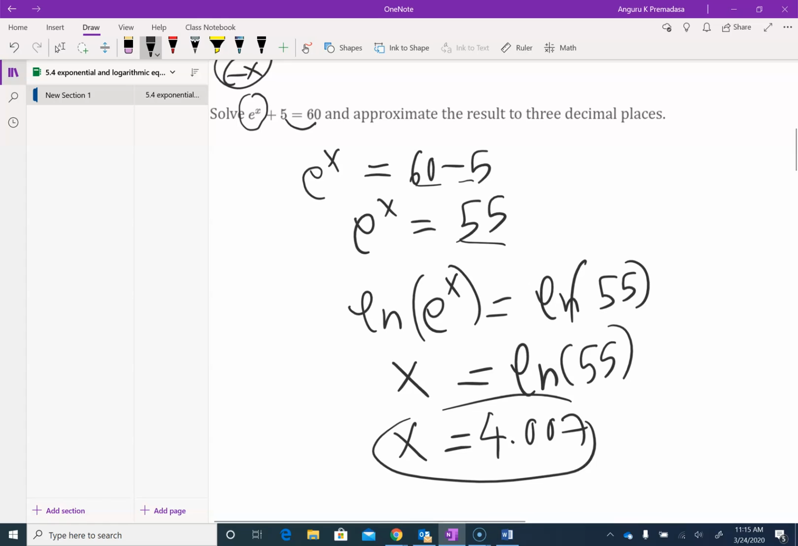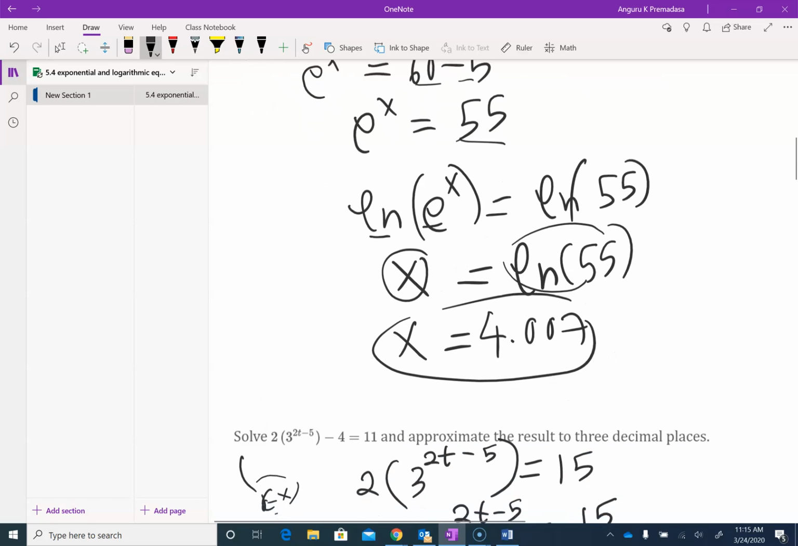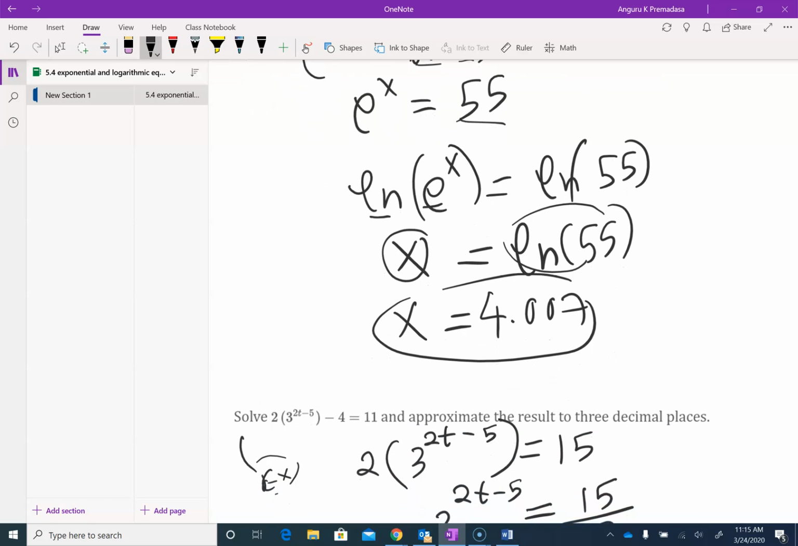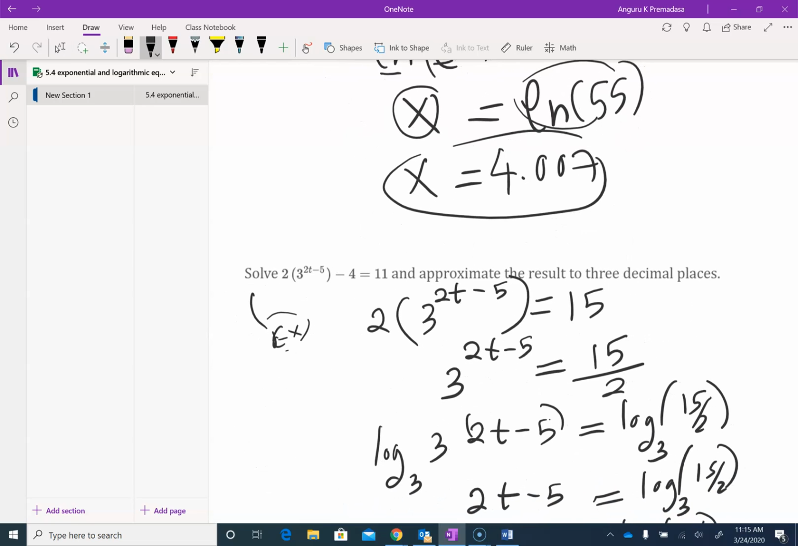Now because we have the base e, we take the natural log on both sides. Once again, the natural log and the e will cancel off on the left side, leaving us x. On the right side, we have natural log of 55, which you can find using a calculator as 4.007. Let's do another one. So now we are trying to solve this.